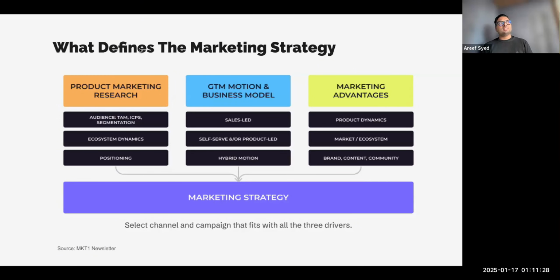The second part is understanding the market advantages. Like for example, today AI has amazing traction in the market. So is your product an AI product? If it is an AI product, you can use the wave that is happening already, right? So that is one part of it.